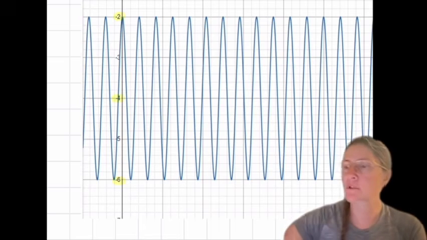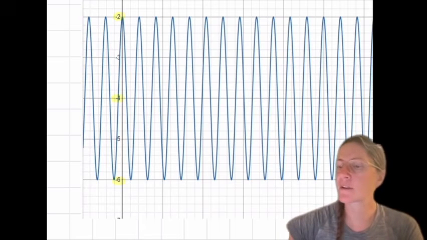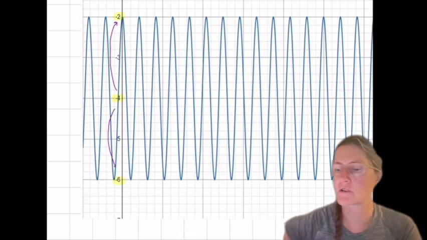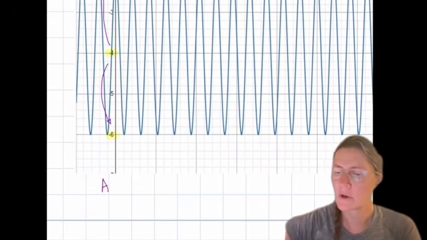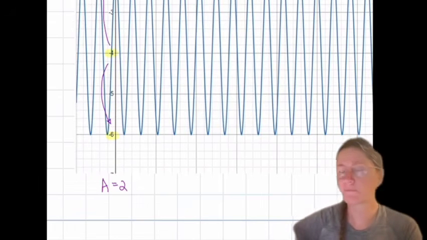So your amplitude is going to be 2, because from the midpoint it goes up by 2 and then goes down by 2. So the amplitude here is 2. So A is going to be 2.